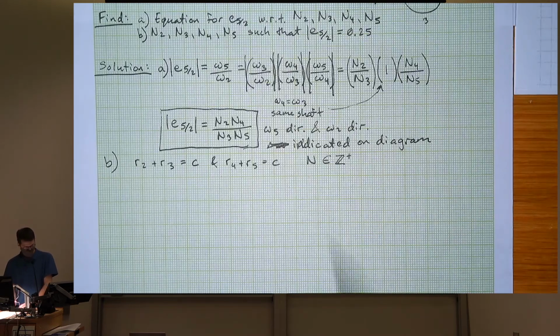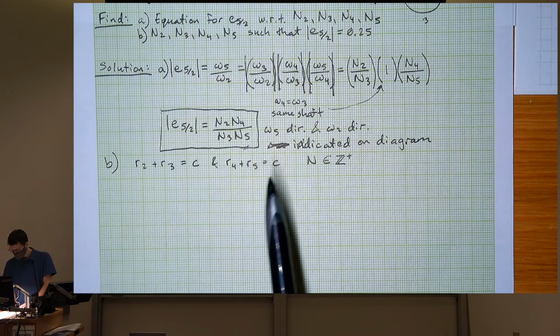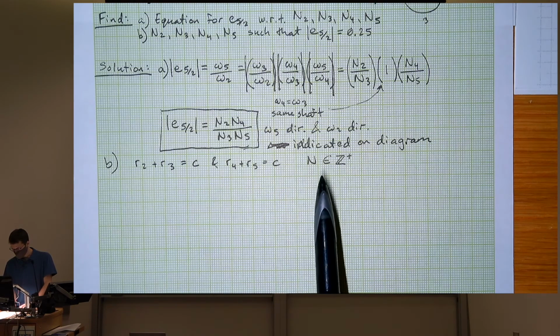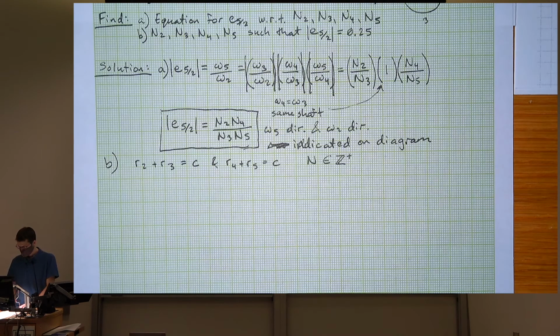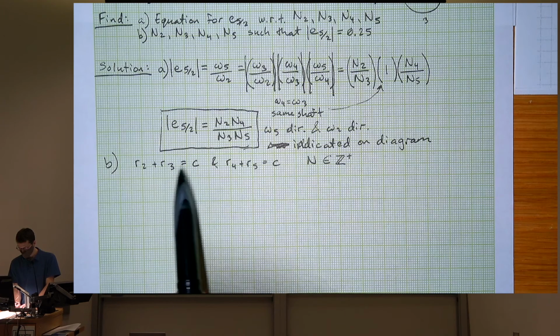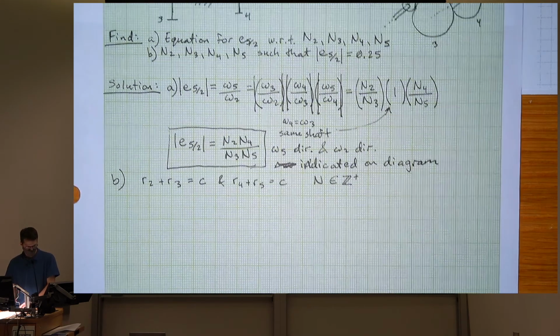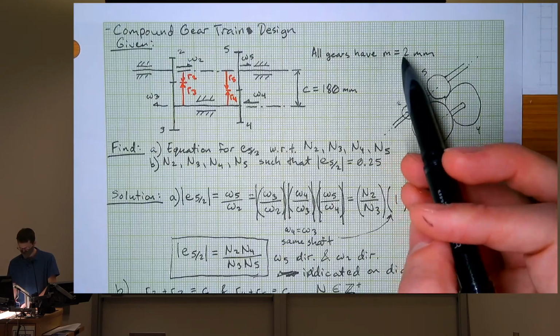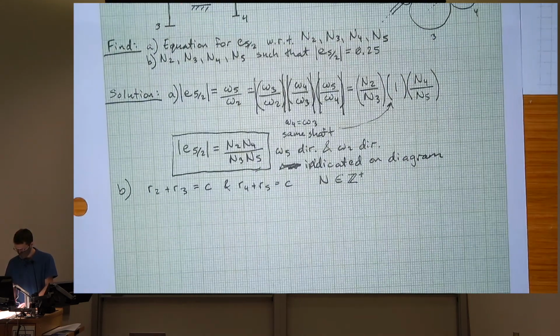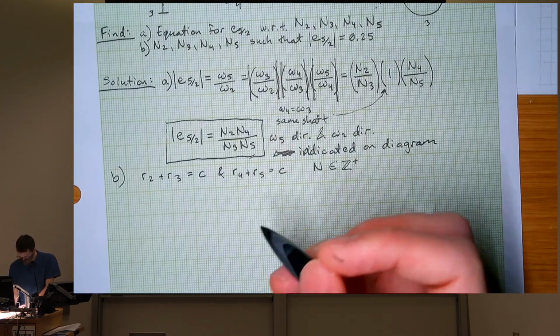Okay, so we need to make sure that our gear teeth are an integer number, positive integer number, and we need to make sure that these constraints are satisfied. So what I'm going to do is rewrite this constraint in terms of the number of gear teeth. And in this problem, we've been given a gear module. All gears have m equal to 2 millimeters. So I'm going to use that.